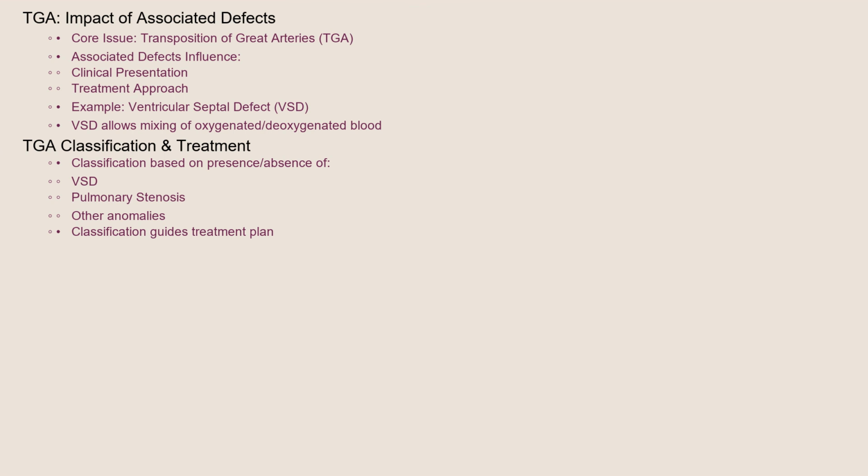The presence of other heart defects can influence the specific clinical presentation and treatment approach. For example, some infants with TGA may also have a ventricular septal defect, a VSD, a hole between the ventricles, which can allow for some mixing of oxygenated and deoxygenated blood. The presence or absence of a VSD, pulmonary stenosis, narrowing of the pulmonary valve, or other associated anomalies helps classify the specific type of TGA and guides the treatment plan.